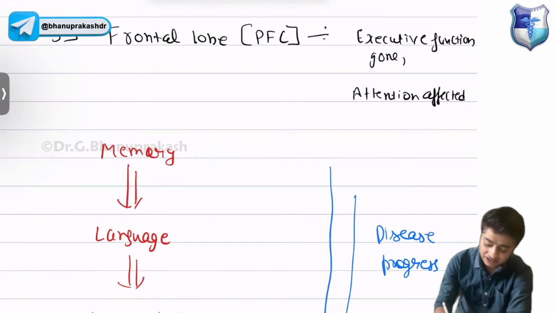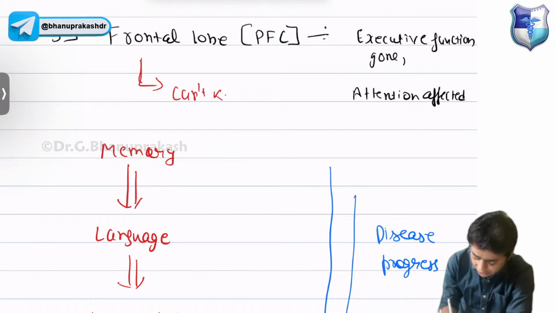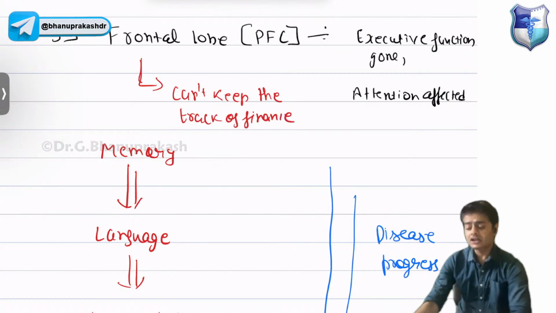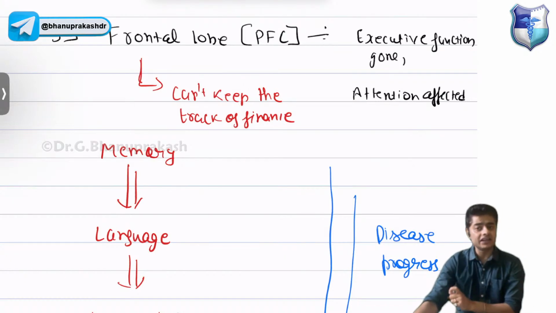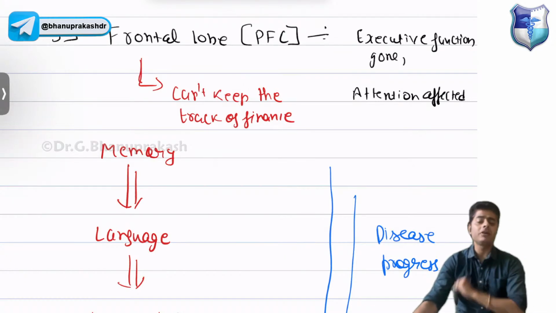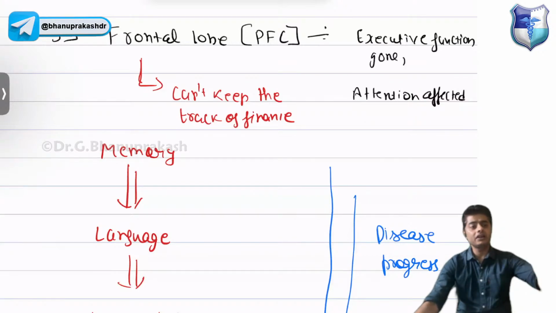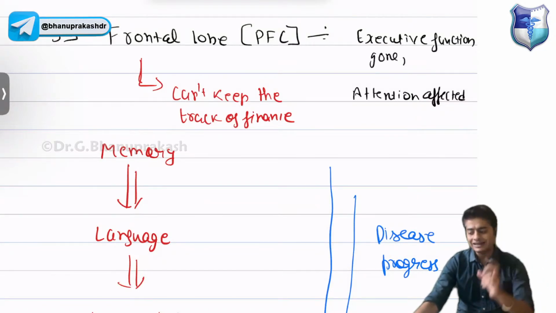And when your prefrontal cortex is affected, then the patient can't keep track of finances. Generally, you see the old patient, the Alzheimer patient, they are normal old patients. They all know how to spend money, how to calculate what money to give. So they are very good at finance. But when Alzheimer disease is there, when the prefrontal cortex is affected, they can't keep track of finances. So they will give 500 rupees instead of 10 rupees. That's the problem happening when the prefrontal cortex is involved in this patient.